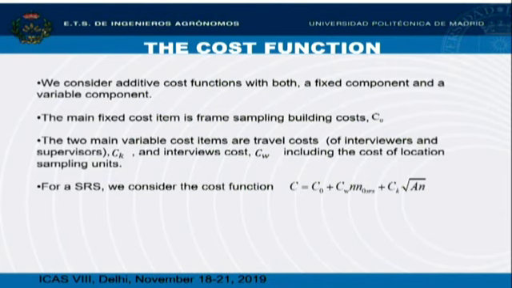Regarding the cost function, we consider, as usual, an additive cost function with two main components, a fixed cost and a variable cost. The main fixed cost is the frame building cost, and the main variable costs are the travel costs of interviewers and supervisors and the cost of the interviews. This includes the cost of locating the sampling unit. For instance, for simple random sampling, we consider the cost function as usual with these three terms.